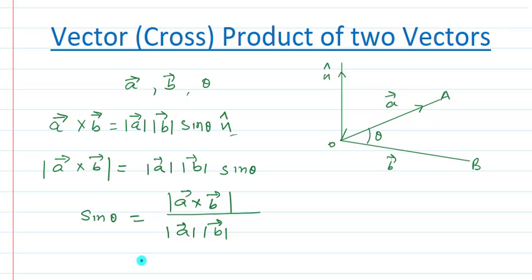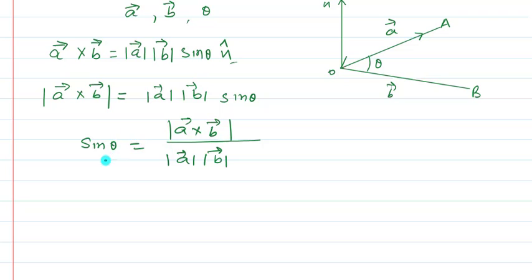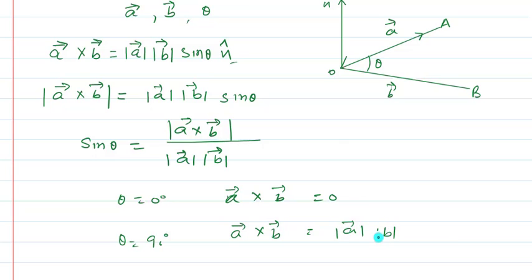So we get that sine theta can be calculated by using the cross product, whereas we calculated cos theta in case of the dot product. From here we can simply find that for theta equal to 0 degrees, A cross B is 0. For theta equal to 90 degrees, A cross B is equal to simply modulus A into modulus B, and again for theta equal to 180 degrees, A cross B is equal to 0.